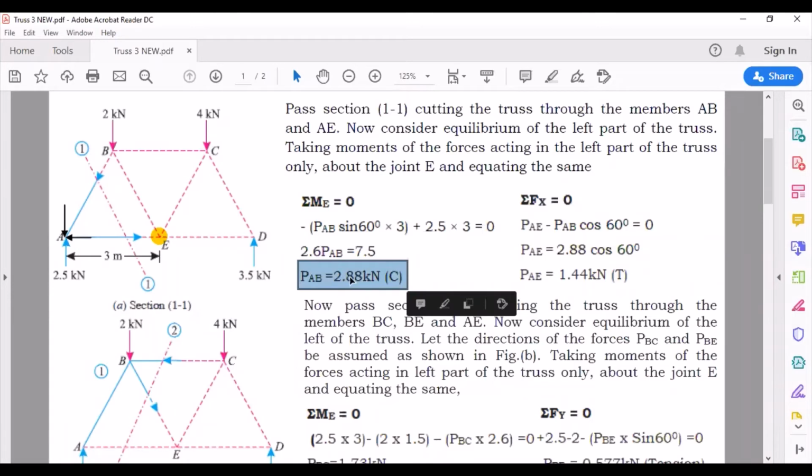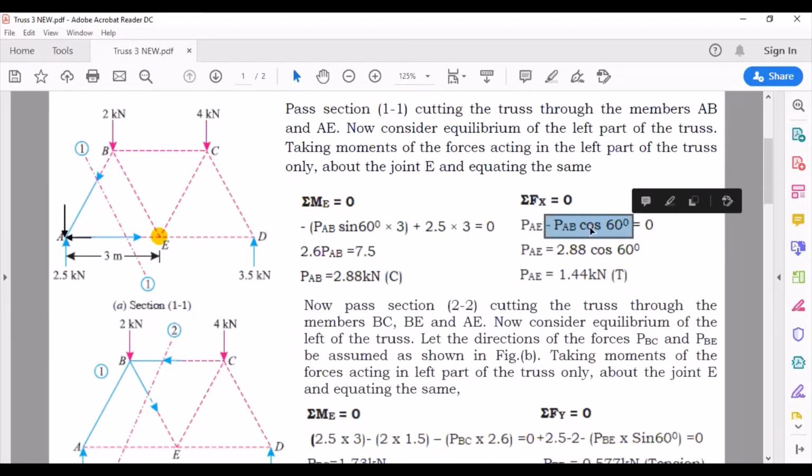Substitute this value of PAB in this equation and transfer this term to the right hand side. It goes to the other side and becomes positive. It is negative here, so it goes to the other side and becomes positive. So PAE is equal to 2.88 cos 60, which is nothing but 1.44 kilonewton.